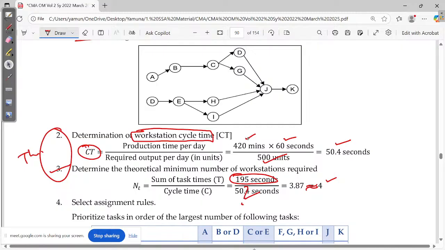So what is this 420? It's the production time per day, in minutes, then converted to seconds. What does this 500 units mean? Required output per day, usually taken in units. Okay. So when we talk about the theoretical minimum number of stations required, we represent it as NT, number of stations required. What is the task time for manufacturing one unit? 195 seconds. So the sum of the task time is divided by the cycle time which we calculated earlier. So second step, third step over.